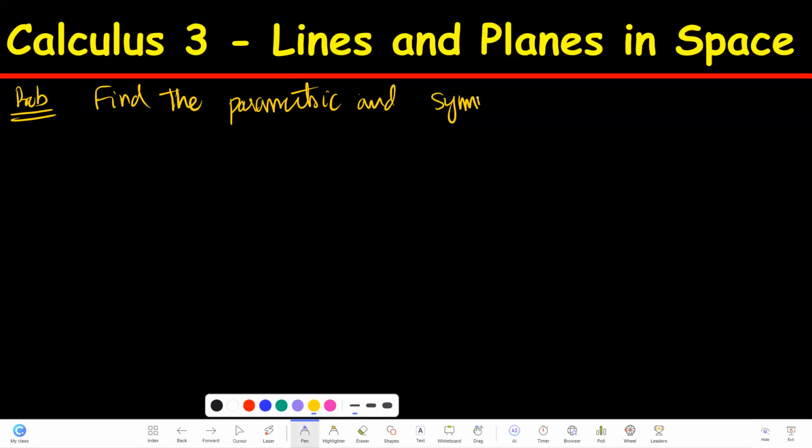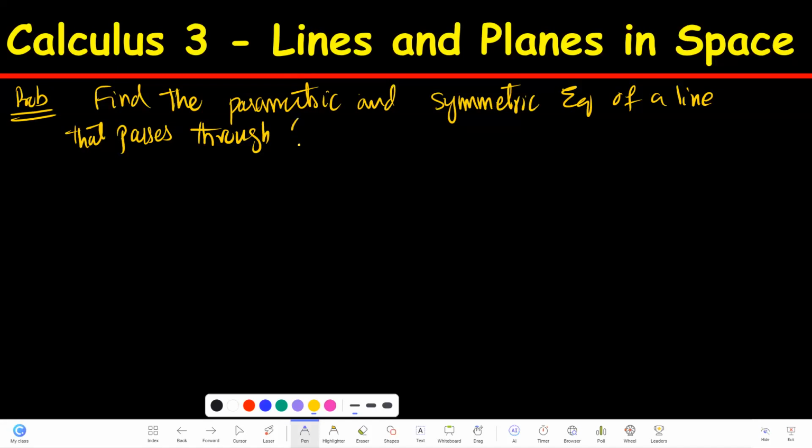Find the parametric and symmetric equation of a line that passes through this point and is parallel to vector B.